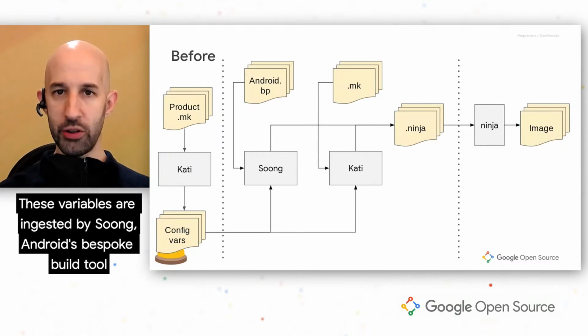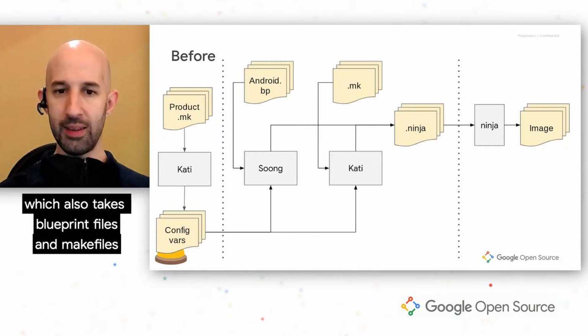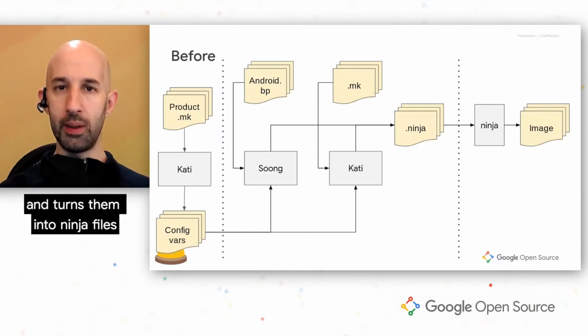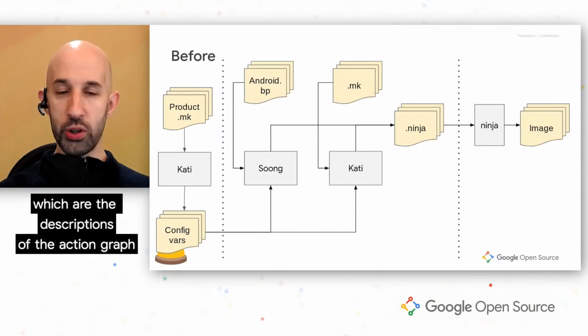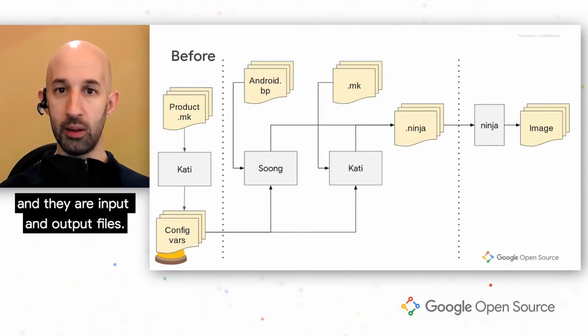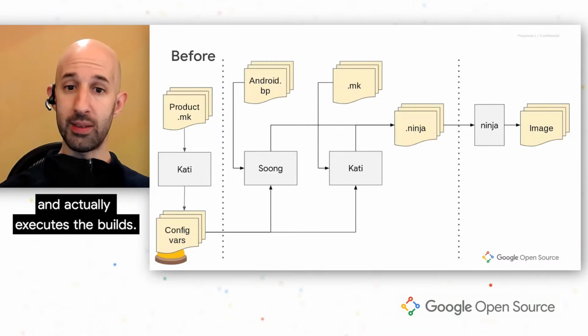These variables are ingested by Soong, Android's bespoke build tool, and another instance of Kati, which also take blueprint files and make files, that is to say, the configuration files of Soong and Kati respectively, and turn them into Ninja files, which are the description of the action graph, that is to say, the command lines that need to be run to do the build, and their input and output files. Then after this, a tool called Ninja takes the Ninja files and actually executes the builds.